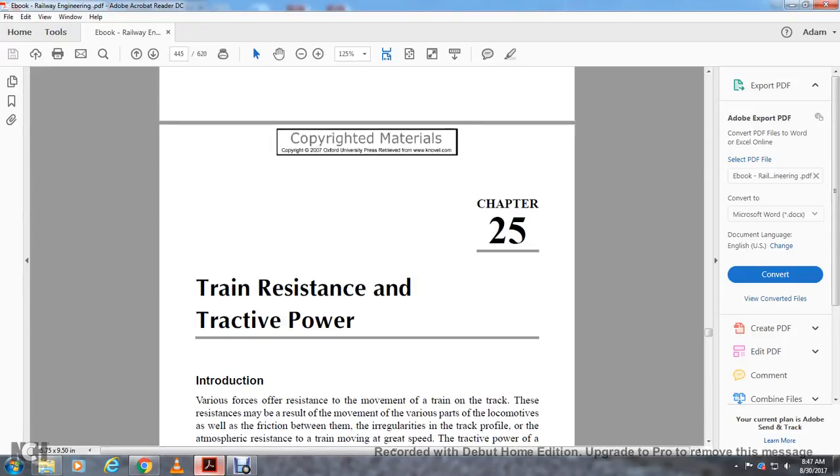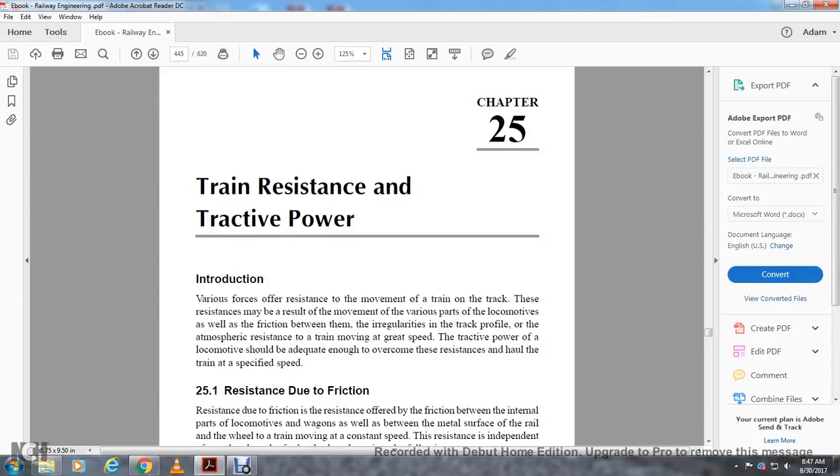Chapter 25, Train Resistance and Tractive Power. Introduction. Various forces offer resistance to the movement of the train on the track. The resistance may be the result of the movement of the various parts of the locomotive as well as the friction between them, irregularities in the track profile, and atmospheric resistance.